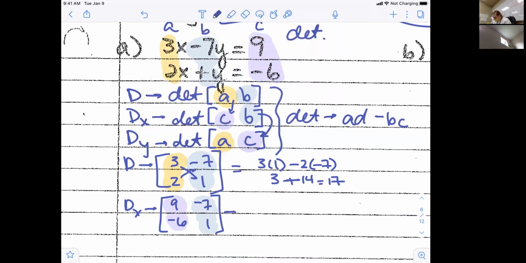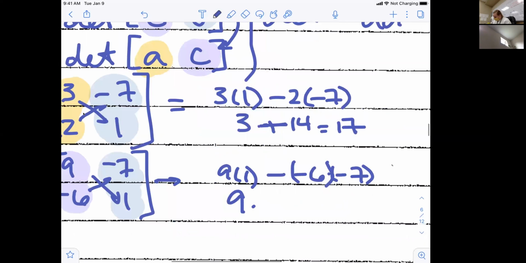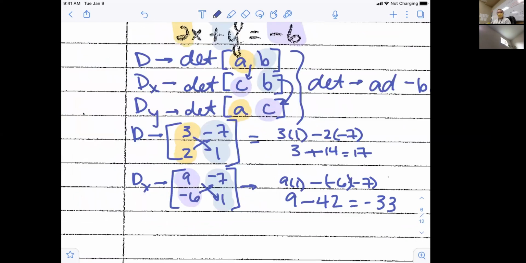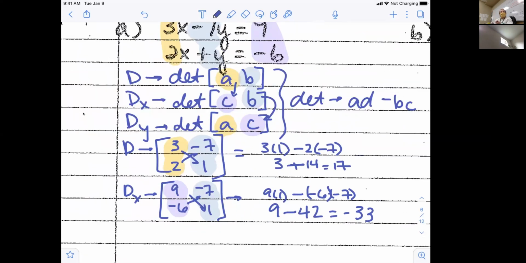Got to do my determinant. So 9 times 1, and then minus -6 times -7. So 9 minus 42, and that's -33. Yeah. I'm going to tell you in a second. We have to find all 3 of these, and then we'll use them to find y.